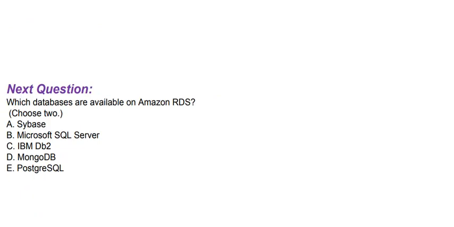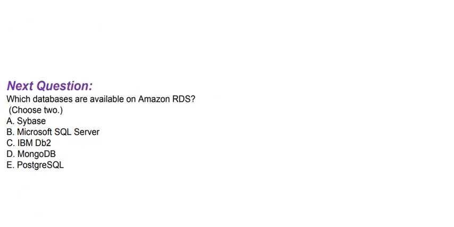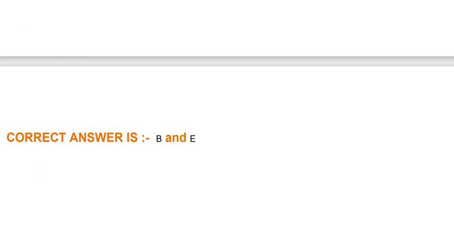Next question is: Which databases are available on Amazon RDS? Choose two options. Option A: Sybase. Option B: Microsoft SQL Server. Option C: IBM DB2. Option D: MongoDB. And option E: PostgreSQL. The correct answer is option B and E.